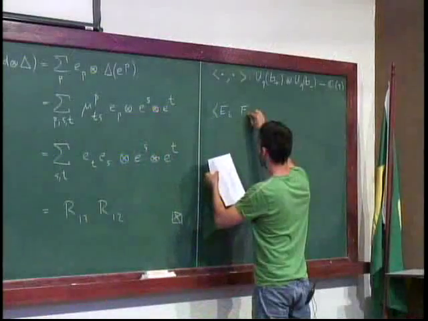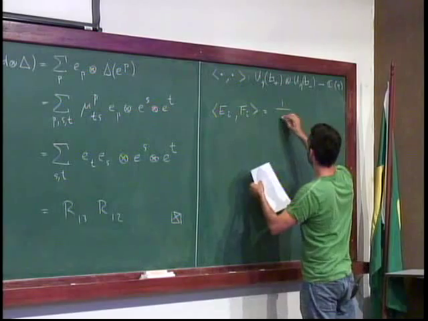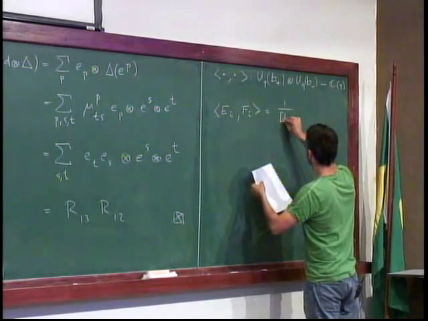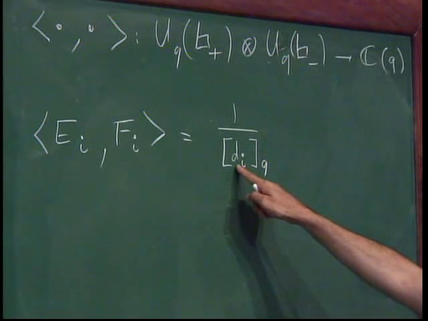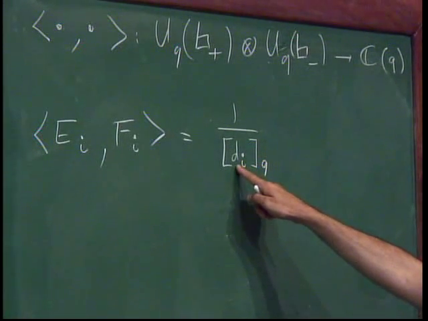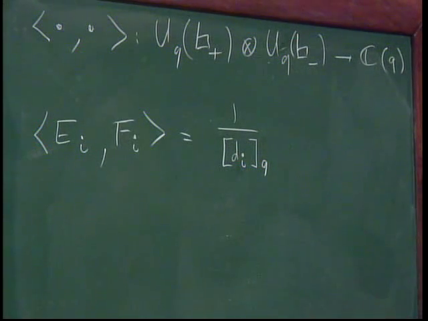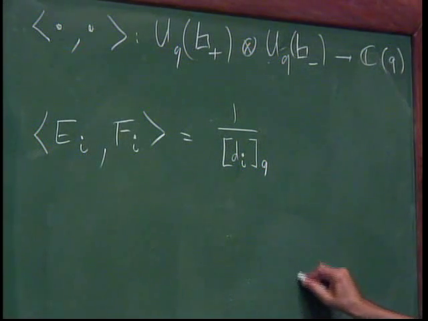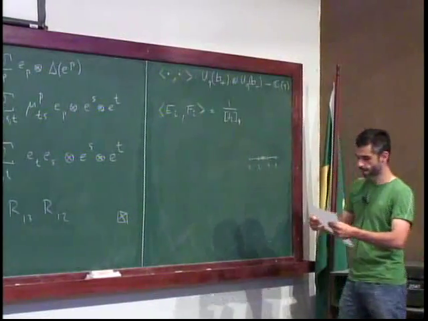E_i, F_i is 1 over d_i. So these d_i are numbers that are equal to 1 when i corresponds to a short root, and equal to 2 or 3 when i corresponds to a long root in the Dynkin diagram. So if you recall, say here I draw F4, the numbers d_i are equal to 2, 2, 1, and 1. Okay, so that's what you have.